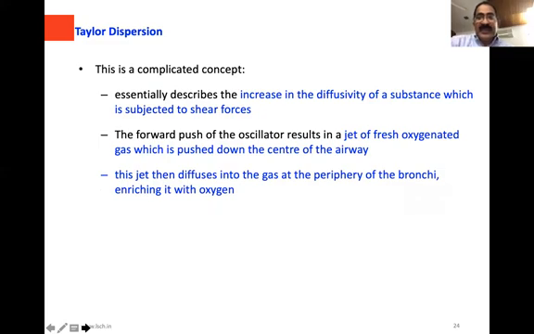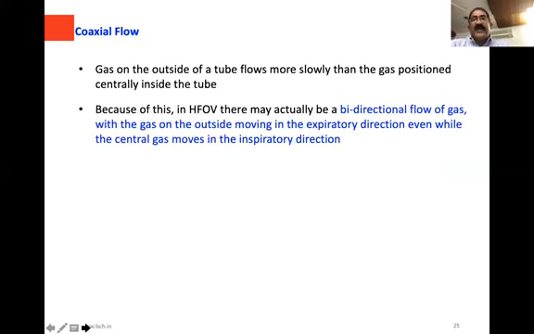The next one is your Taylor dispersion. Here, the gas is exchanged between the central rapid jet of oxygenated gas and the relatively oxygen-poor gas at the periphery of the airways. There's an increase in the diffusivity of a substance which is subjected to shear force. So the jet of fresh oxygenated gas which is pushed down the center of the airway diffuses into the gas at the periphery of the bronchi, which enriches it with oxygen. The next slide, please. The coaxial flow.